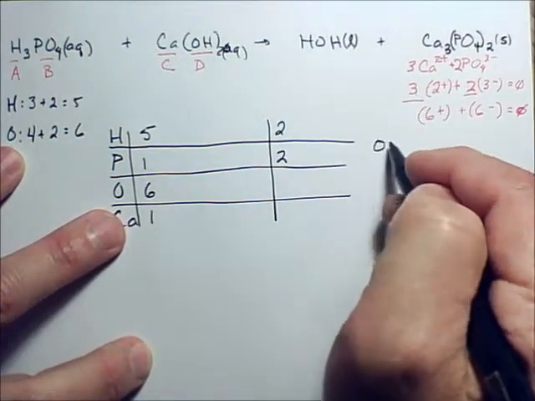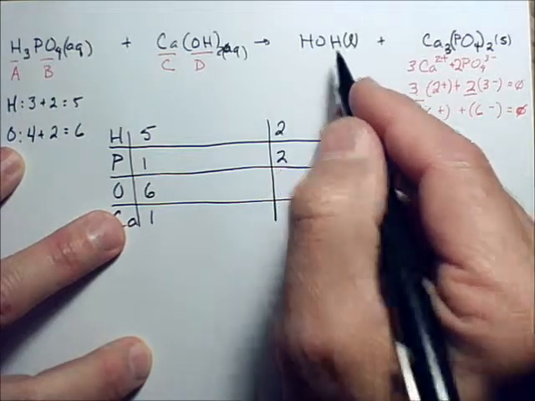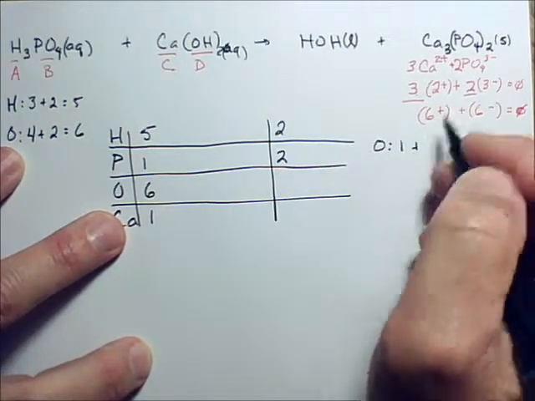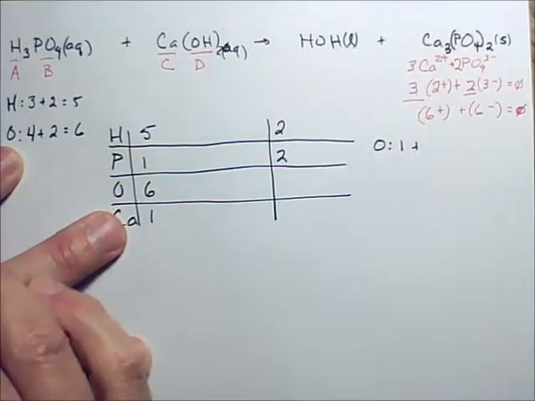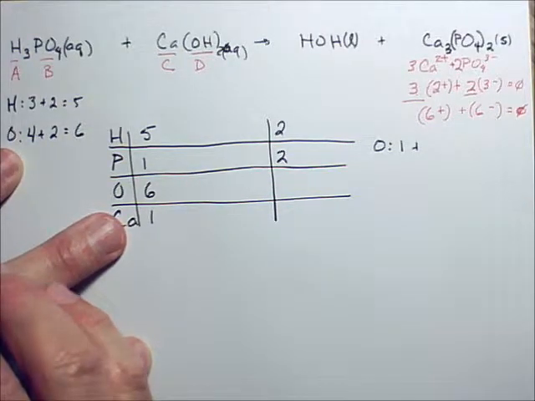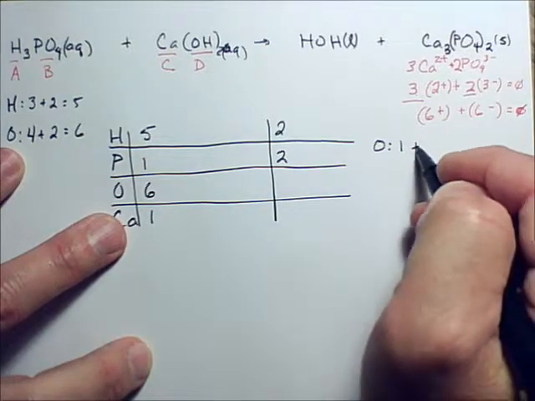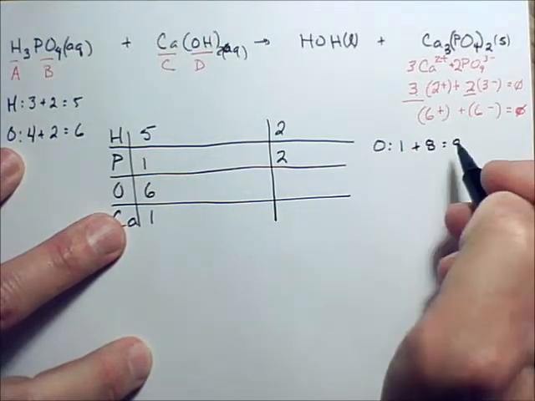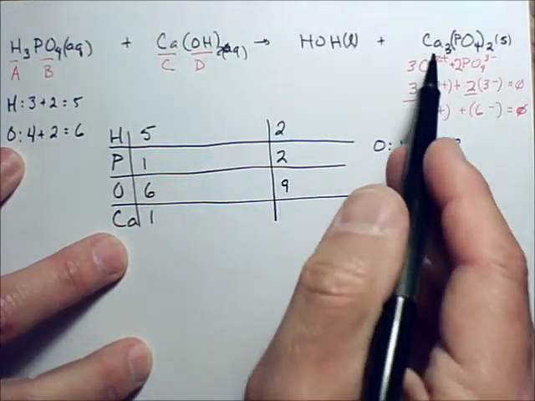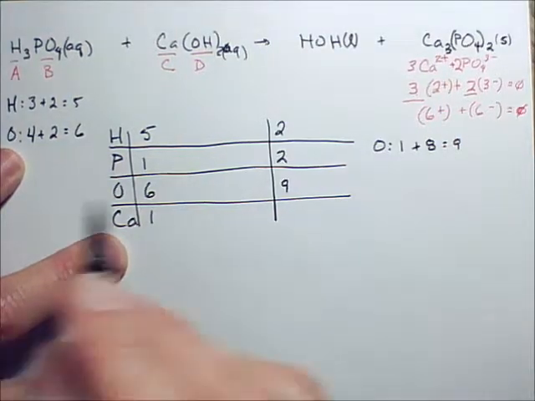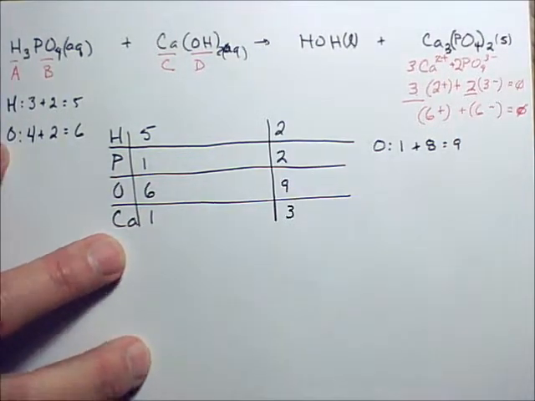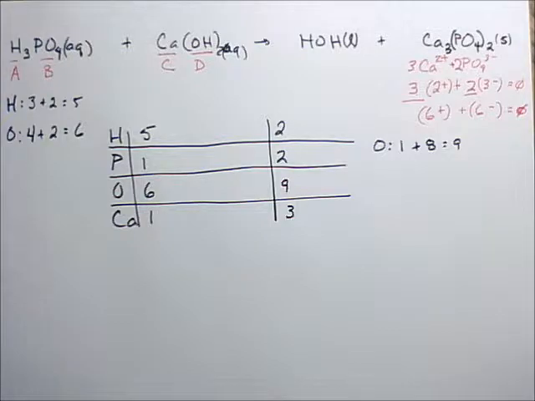How many oxygens on this side? This is where you want to write it out. We got 1 oxygen here. How many oxygens right there? Over here you have how many oxygens? 8, okay. So right now I have 9 oxygens over on that side. And how many calciums do I have? 3.